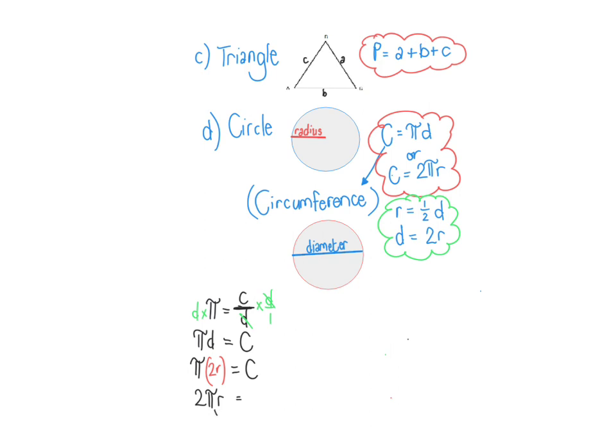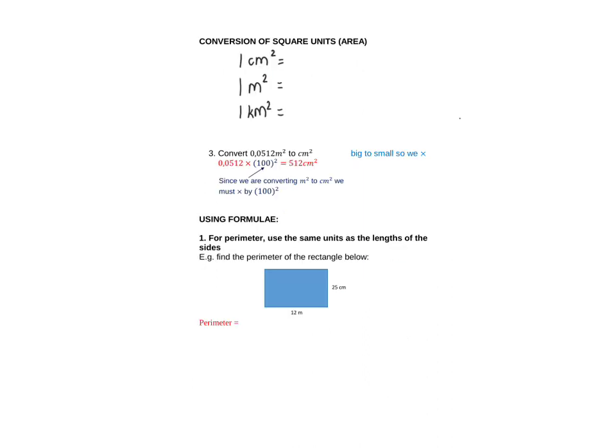And pi, just a reminder that I'll tell you now, pi has the value 3.142 that we use when substituting the value of pi. Okay, so enough about perimeter.